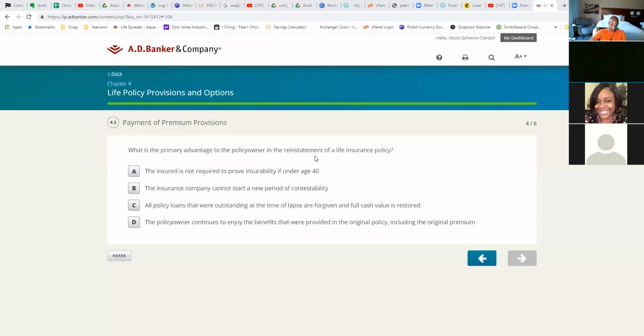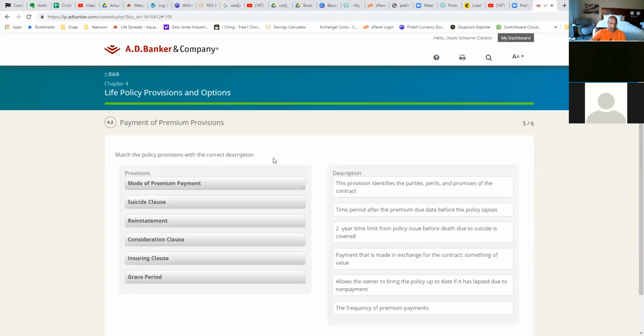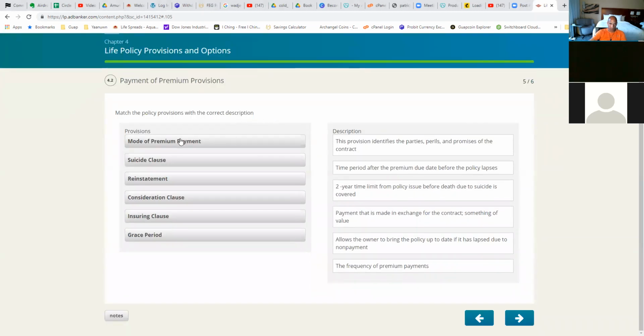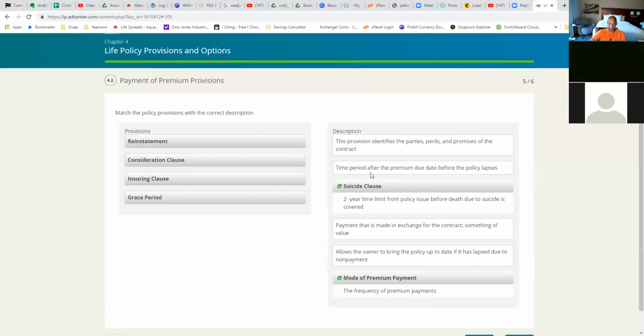What is the primary advantage to the policy owner in the reinstatement of a policy? The policy owner needs to enjoy the benefits. So the primary advantage to the policy owner in the reinstatement of a life insurance policy is the owner continues to enjoy the benefits that were provided in the original policy, including the original premium. Match the policy provisions with the correct description. Mode of premium payment: frequency of premium payments. Two-year death, suicide clause. If anyone's curious, after 2 years, typically, and it's not really something you want to know, but after 2 years, they do pay life insurance claims, even in the case of suicide.